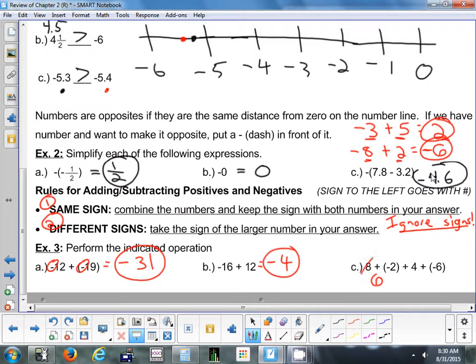What I do, I cross it out so I know I used it, even that sign, okay? And then I did 4 plus the negative 6, and I got negative 2, because 6 is bigger than 4. Make sure you bring that negative sign down. Final answer, Sam? Negative 2.